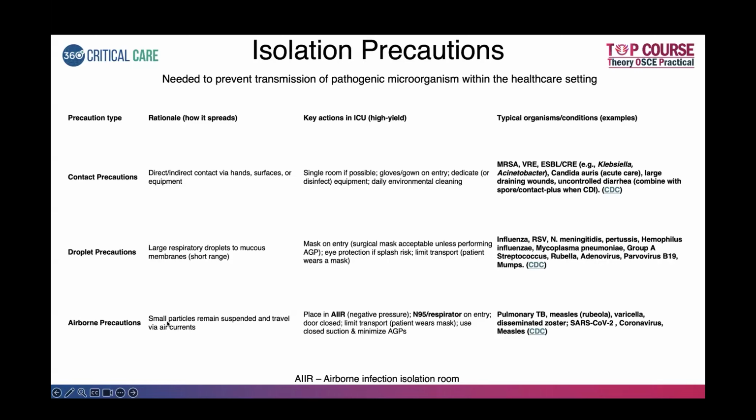Then airborne precautions. Small particles remain suspended and travel via air currents. So the patient needs to be placed in an airborne infection isolation room. N95 respirator is needed on entry with the doors closed, and transport limitation is needed. If at all they need to go, the patient needs to wear a mask. And you need to use closed suction and minimize aerosol generating procedures like open suctioning. So this is mainly in cases of pulmonary TB, measles, varicella, COVID-19, disseminated zoster.